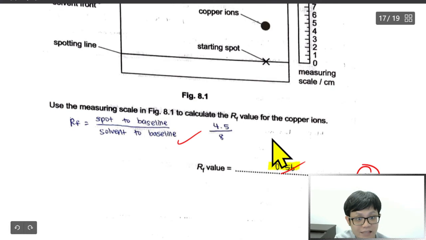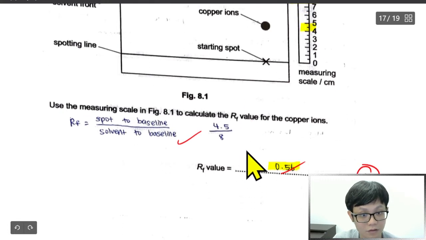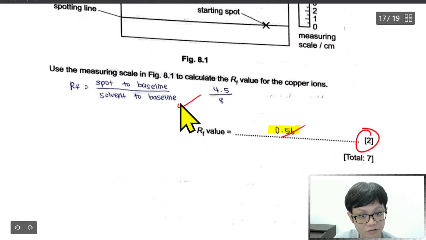The question asks how to calculate the Rf value. Use 4.5 divided by 8, the highest baseline number. So you will get 0.56. So your working formula gets 1 mark, and the answer 1 mark.